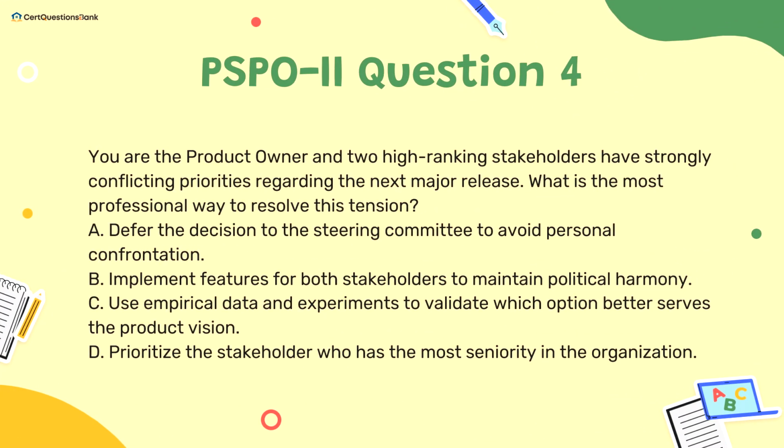You are the product owner and two high-ranking stakeholders have strongly conflicting priorities regarding the next major release. What is the most professional way to resolve this tension? A. Defer the decision to the steering committee to avoid personal confrontation. B. Implement features for both stakeholders to maintain political harmony. C. Use empirical data and experiments to validate which option better serves the product vision. D. Prioritize the stakeholder who has the most seniority in the organization.